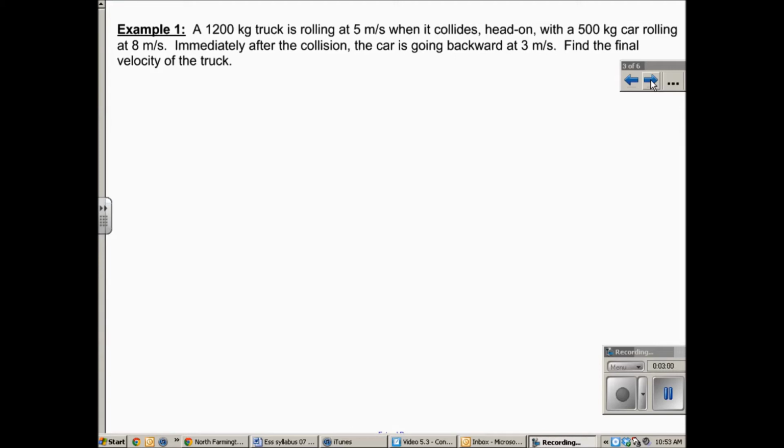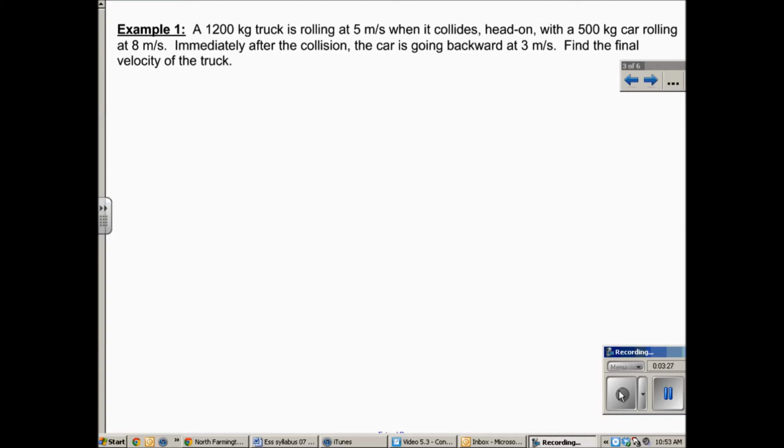We've got a 1,200 kilogram truck that's rolling at 5 meters a second. It's going to collide head-on with a 500 kilogram car going at 8 meters a second. Since it's a head-on collision, that implies that they're moving towards each other. The car and the truck are going to collide, and then immediately after the collision, the car is going backwards at 3 meters a second. So the truck has sort of forced it back. And our job is to find the final velocity of the truck.